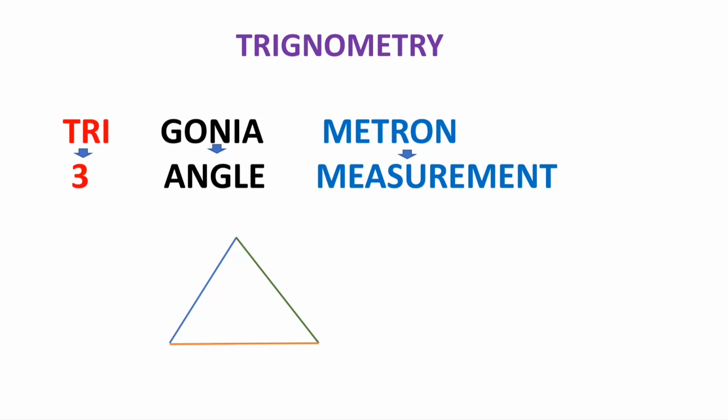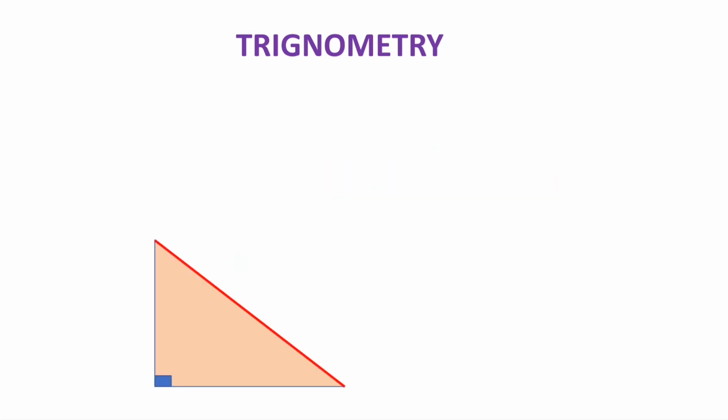Specially we deal with right angle triangles in trigonometry. In a right angle triangle, one angle will be 90 degrees, and the side which is opposite to 90 degrees is called the hypotenuse, and the sum of the other two angles is 90 degrees, because we know that the sum of three angles in a triangle is 180 degrees.